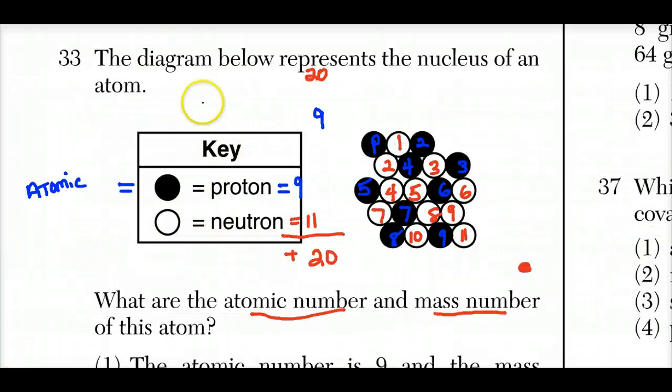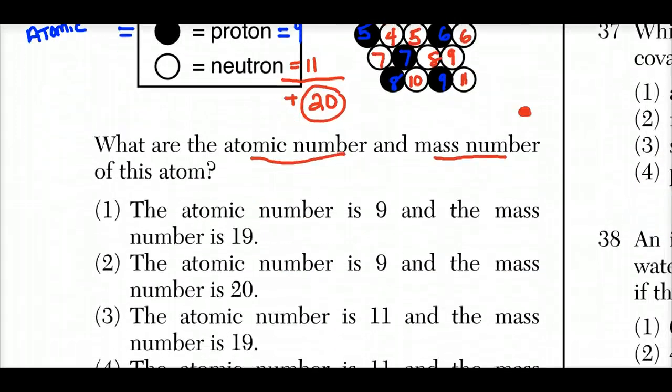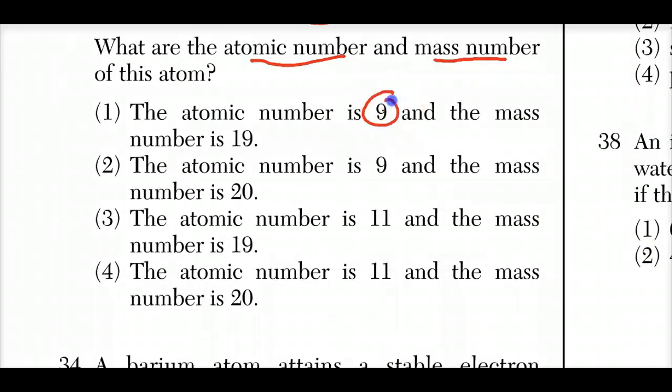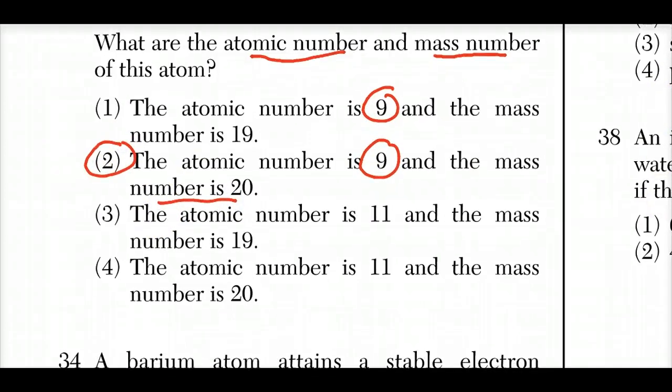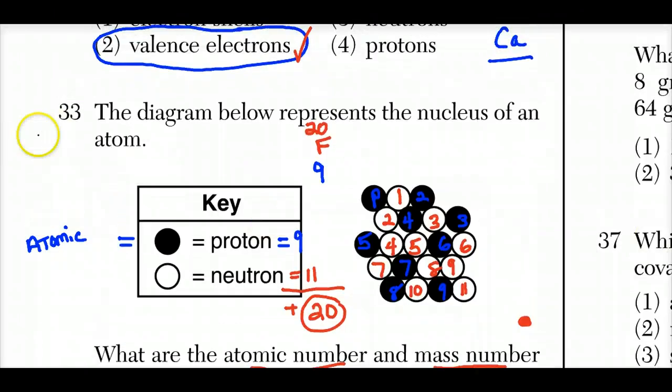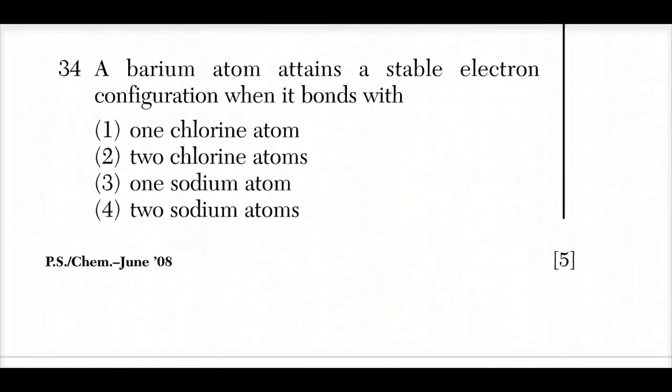So back to the problem. We have a mass of 20, which goes up top, and the proton number is 9. Of course, this is an isotope of fluorine because of the 9, as we just stated. So let's scroll our way down to an answer. The atomic number is 9. That is true. And the mass number is 20. So number 2 is the answer. Okay, and those were some basics you had to know for this. So number 2 is the answer for 33.